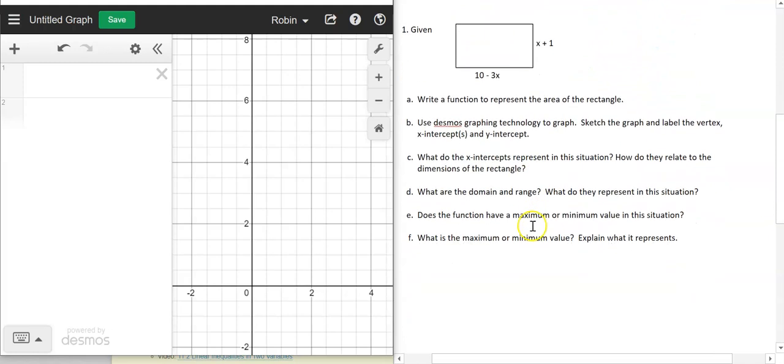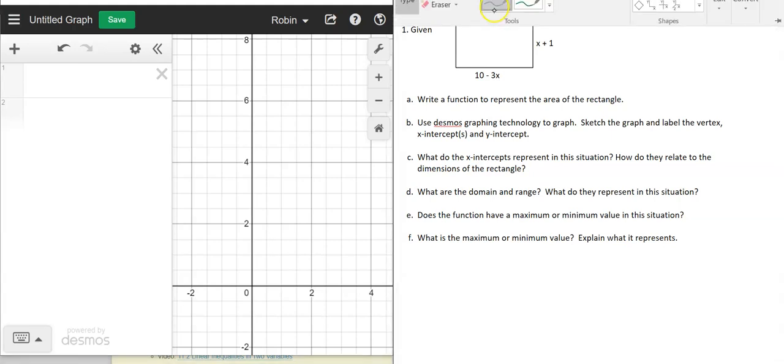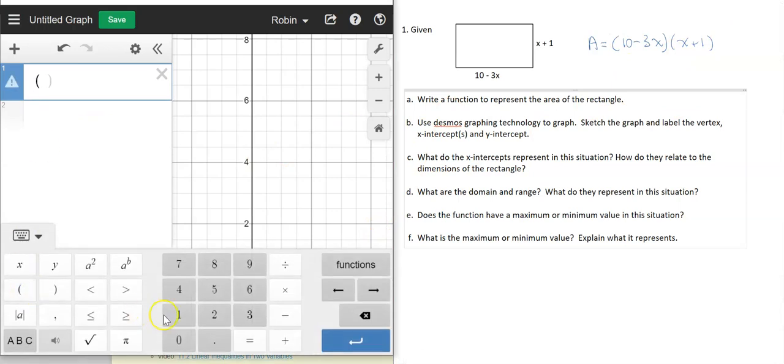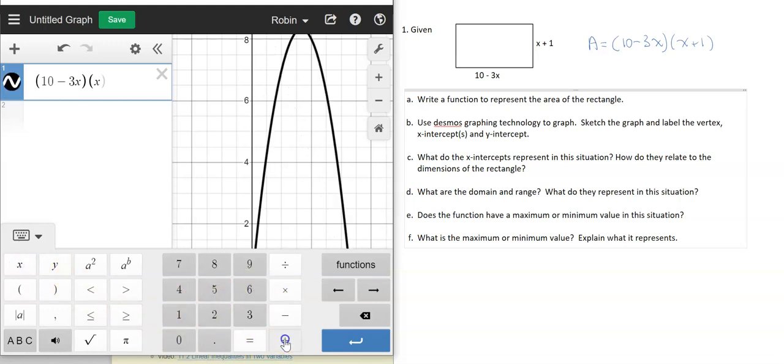So now I have a rectangle, and I want to write or sketch a graph as the function to represent the area. Okay, so the area is going to be length multiplied by width. I can multiply that all out and type it in, or I can just type it in like that. Even in Desmos, it has the brackets, and you can type in (10 minus 3x), close brackets, and then we're going to multiply by (x plus 1).